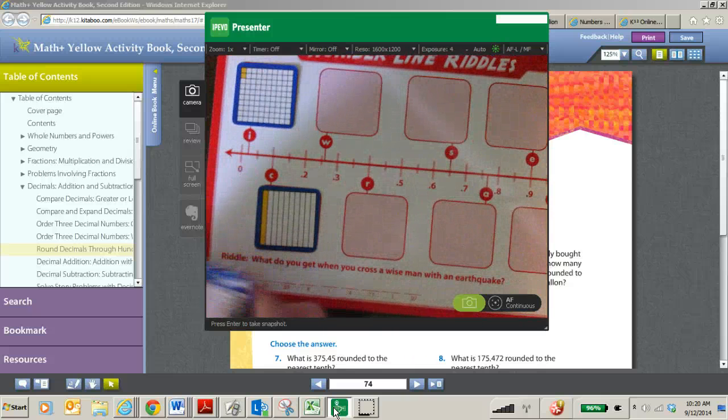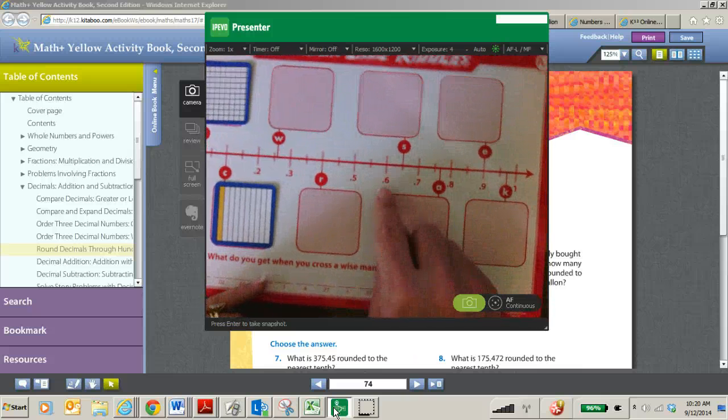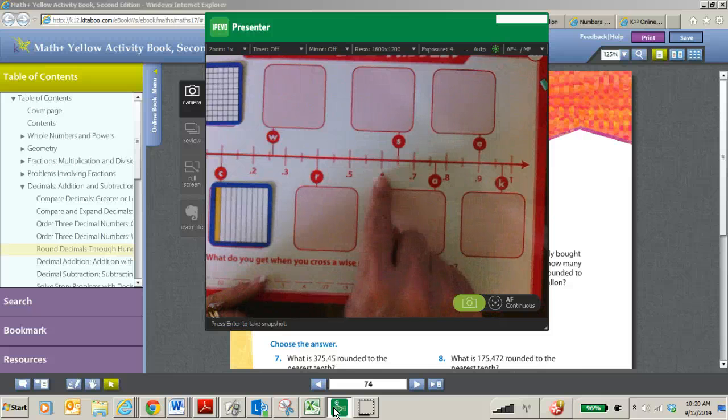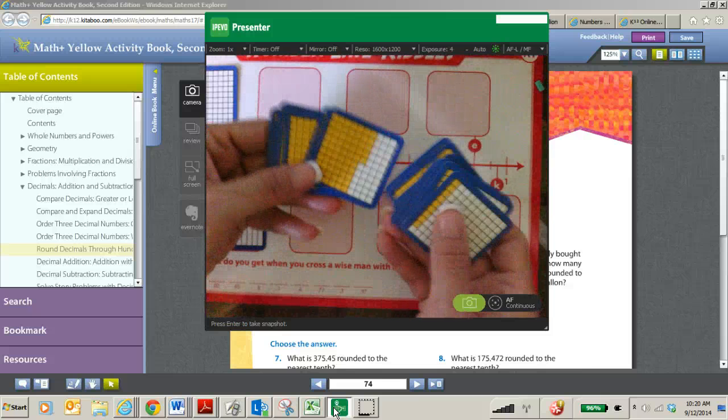So let's look at a few more. Let's look right here. We have 6 tenths. We have a number that's in between 6 tenths and 7 tenths. So let me look at my cards.